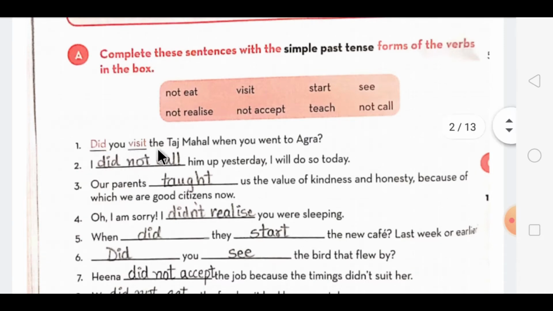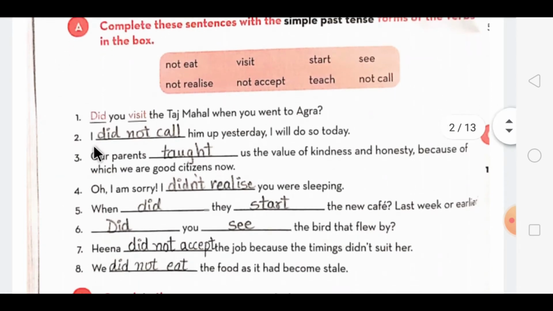The first one has already been done for you. The second one is "I", and when you are forming a negative sentence, at that time you have to use did not plus the V1 form of the verb. It will come: I did not call him up yesterday, I will do so today.